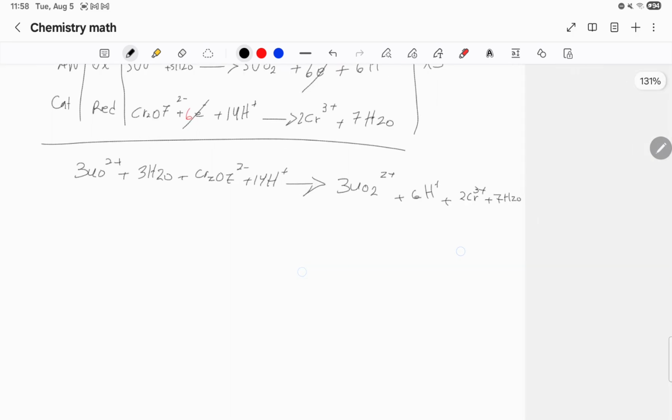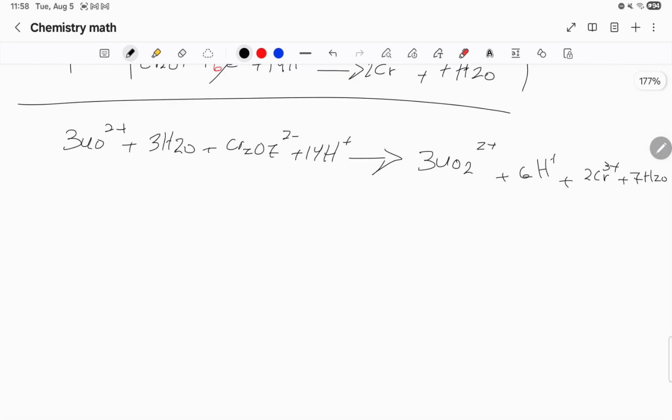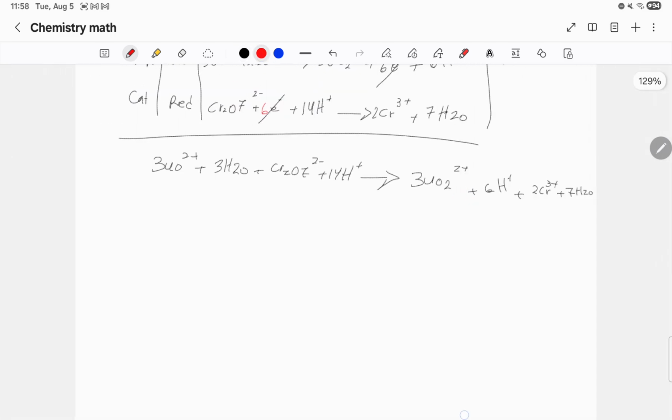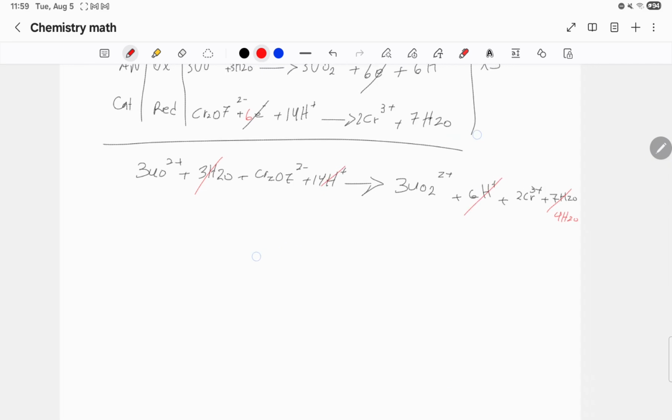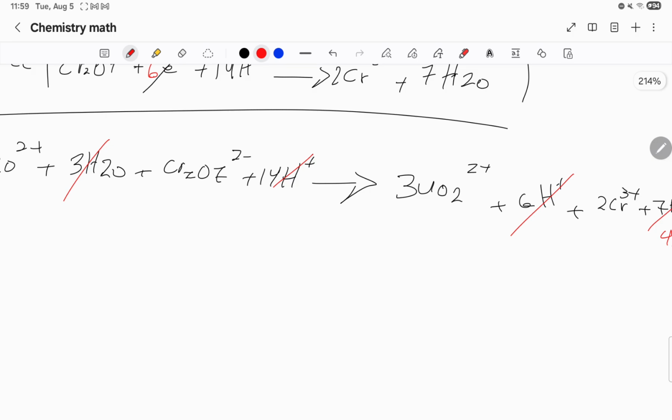Okay, am I done here? No. I have to cancel out what I don't need. I will cancel out 3 waters here and 3 waters on this side, leaving me with 4 waters. I will cancel out 6 protons here and 6 protons from this side. 14 minus 6 leaves me with 8 protons.